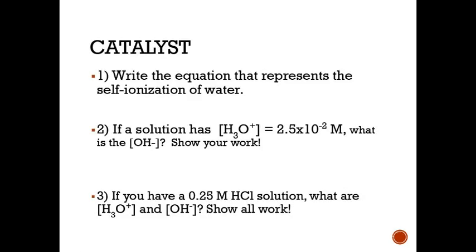We're working through 3 problems about water ionization and pH. First, you'll write the equation showing how water molecules break apart into hydronium and hydroxide ions. Second, you'll use the water ionization constant, Kw, which equals 1.0 times 10^-14 at 25 degrees Celsius, to find the missing hydroxide concentration. Finally, you'll apply what you know about strong acids like HCl to determine both ion concentrations. These problems help you understand the relationship between hydronium and hydroxide ions in any aqueous solution.